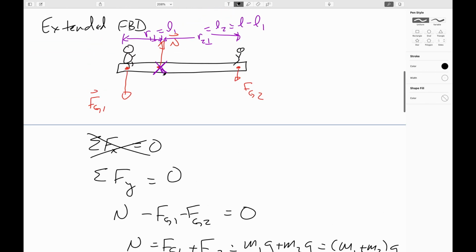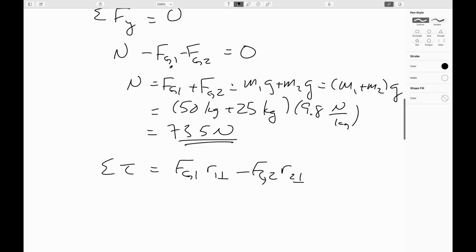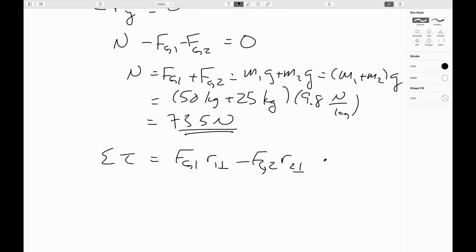And then since the normal force's line of action goes right through the axis of rotation, the torque due to the normal force about this choice of axis is 0. So I will just say plus the normal force times our normal perpendicular, but our normal perpendicular is 0. All right.